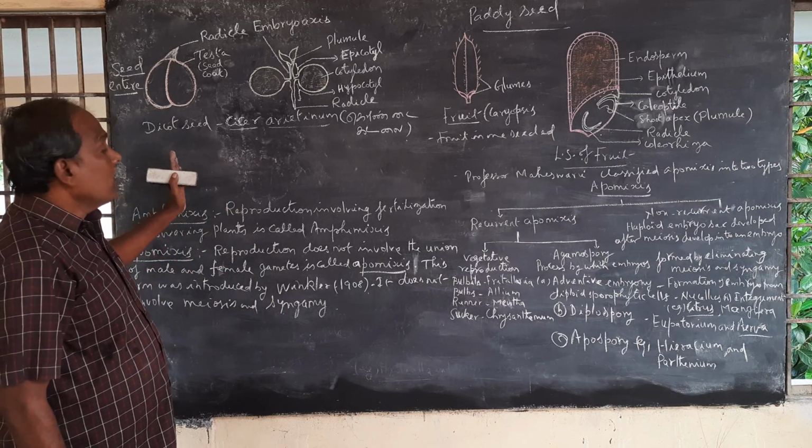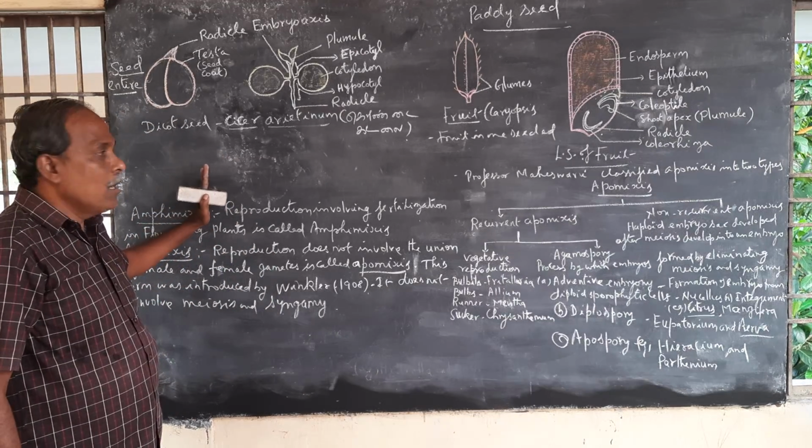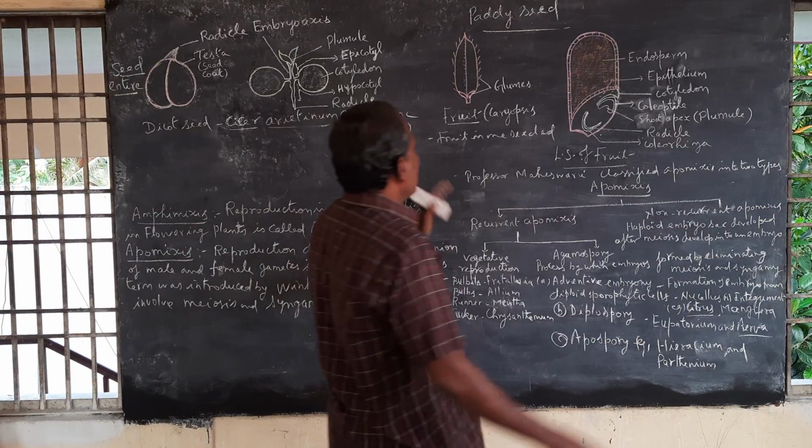Now, that was the structure of a monocot seed.